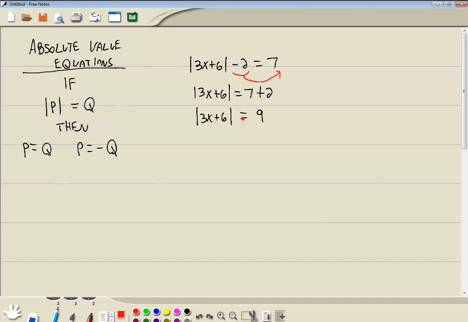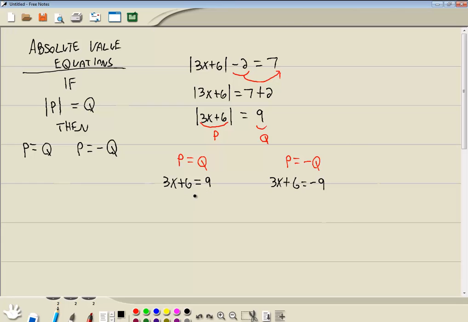We've got the absolute value of something is equal to something else. Now whatever's inside our absolute value will be our P, and the other side will be our Q. And then we've got our formula: P is equal to Q, and P is equal to negative Q. So everywhere I have a P, I'll plug in 3x plus 6, and everywhere I have a Q, I'll plug in 9. So I get 3x plus 6 is equal to 9, and 3x plus 6 is equal to negative 9. And now we want to solve these like normal.